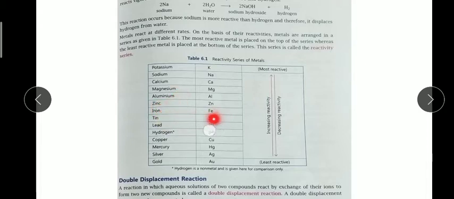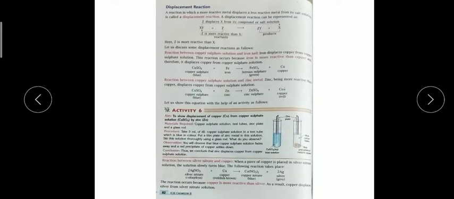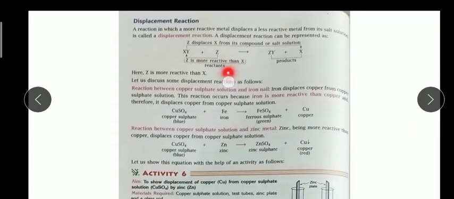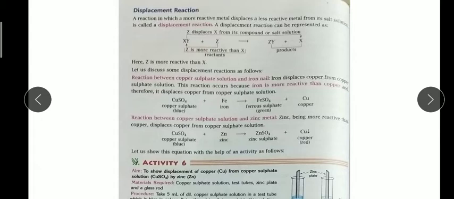So iron is here and copper is here. You can see by looking into this activity series that iron is more reactive than copper. So iron can easily replace the copper from its salt. This is the displacement reaction, where a more reactive metal displaces a less reactive metal.